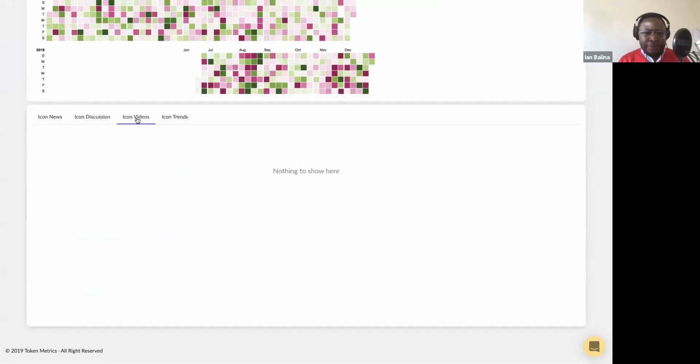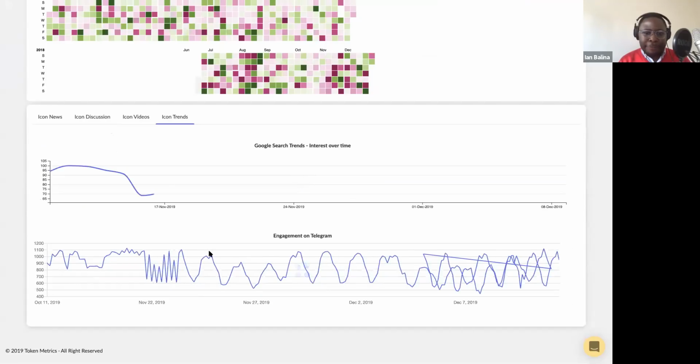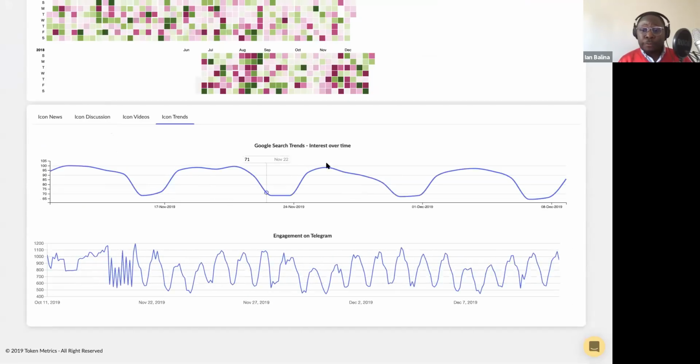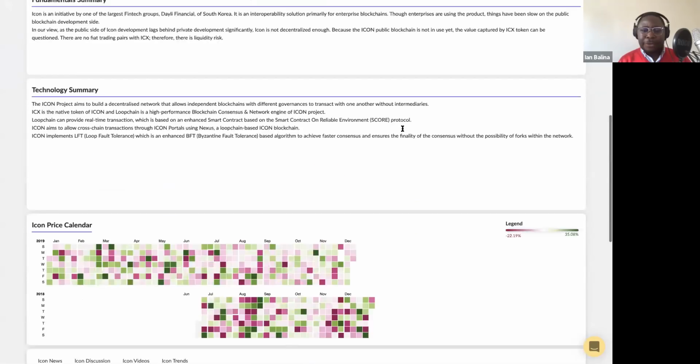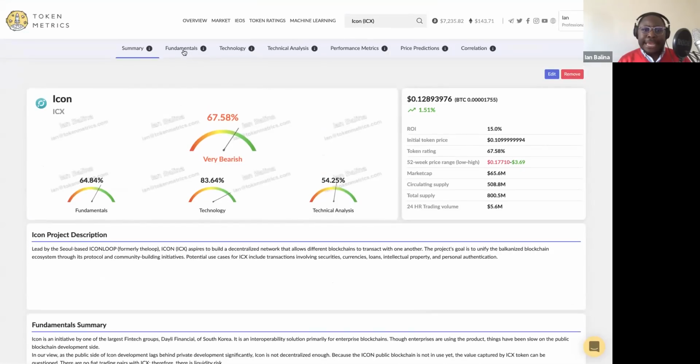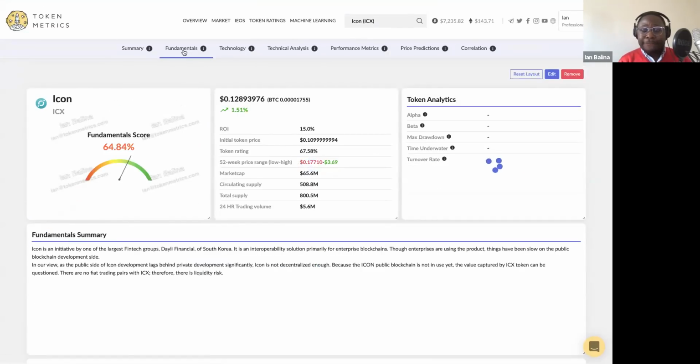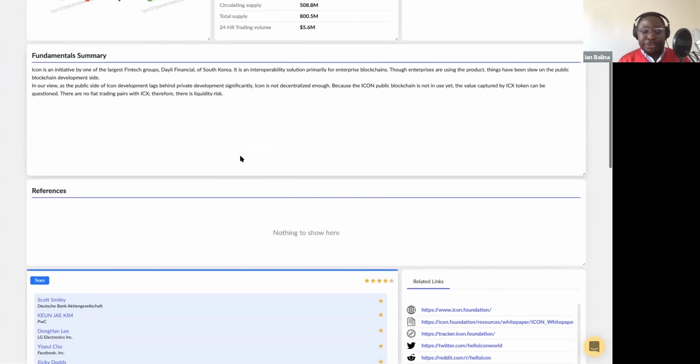This is Twitter, any videos, no videos here, and any trends happening on the Telegram group or on Google. So you can see what's happening with ICON over time. And then we also have real in-depth fundamental analysis for over 100 cryptocurrencies. So you can go through here, and this is done by our team. So we have humans go through and actually provide analysis on every cryptocurrency.